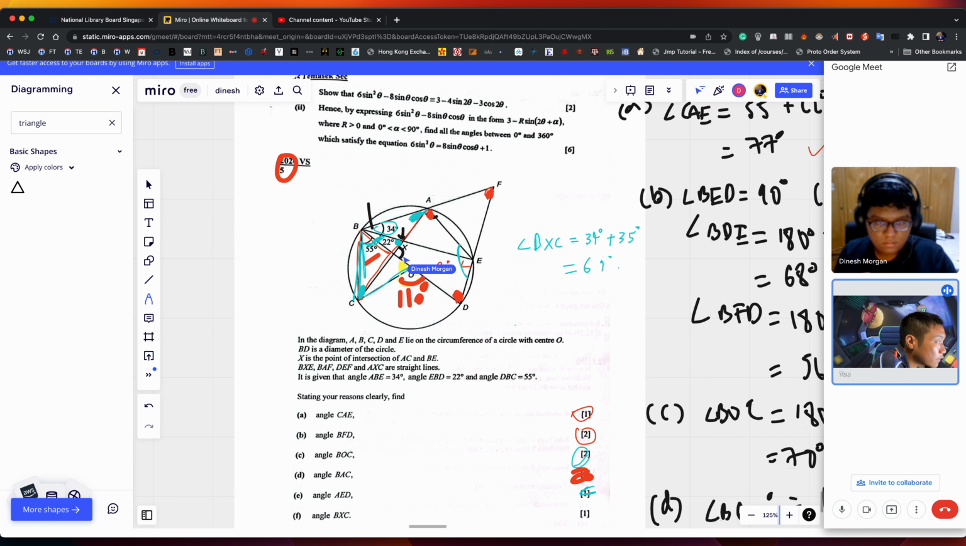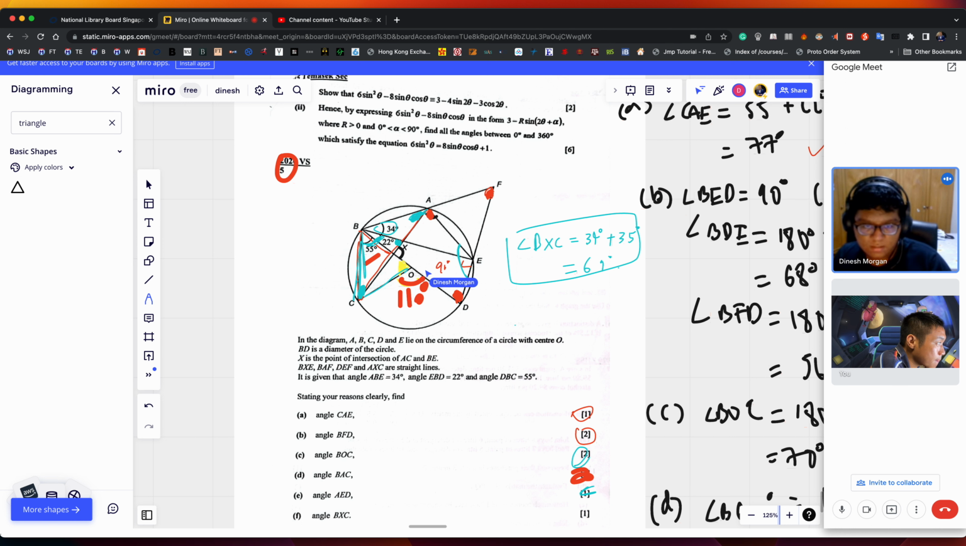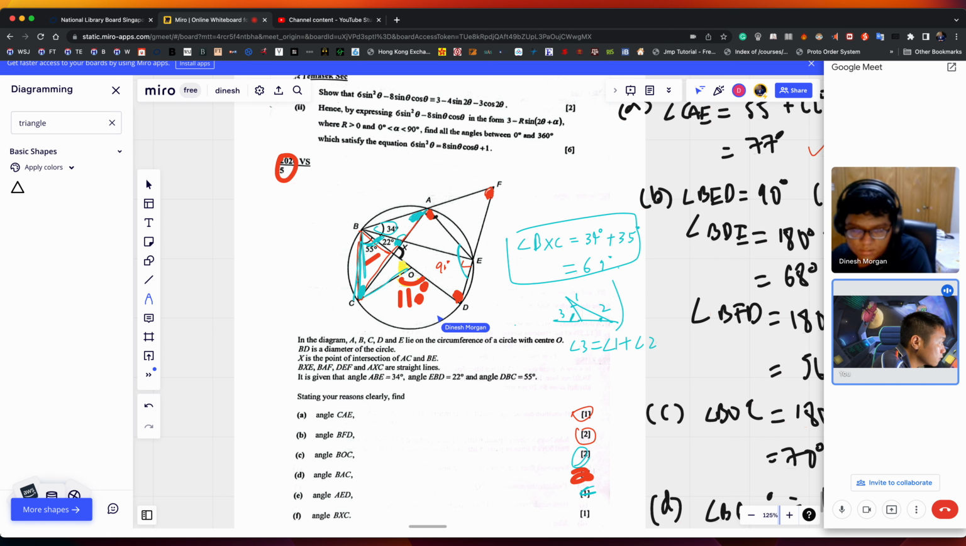So okay, how do you find it? I have already shown you my approach to find BXC. What's your approach to find BXC? AXB. Oh, okay, fine. Do you know that this angle is called an external angle? Like this one, let's say 3 is equal to 1 plus 2. Do you know that? So I make use of that here.